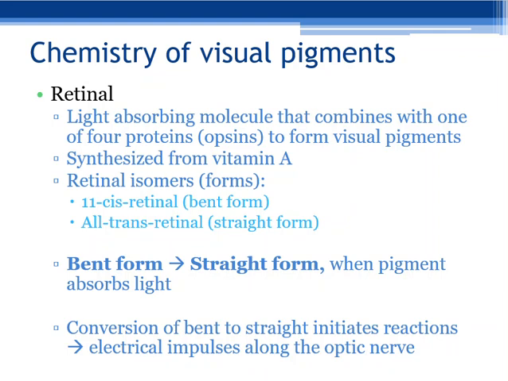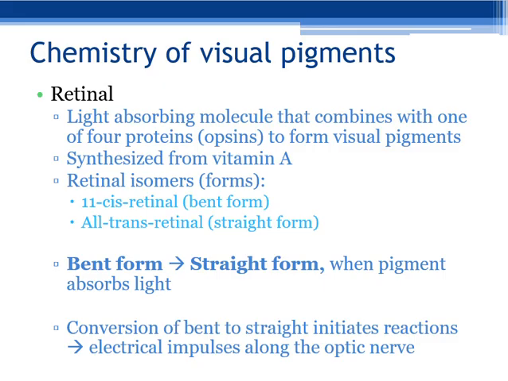Alright, next we're going to move on to more of the physiology for the eye and look at the chemistry of visual pigments in rods and cones. We'll start with rods. They're a little simpler. So there is a light-absorbing molecule called retinal that combines with one of 4 proteins or opsins to form a complete visual pigment. Now retinal, which is in rods, is synthesized from vitamin A.